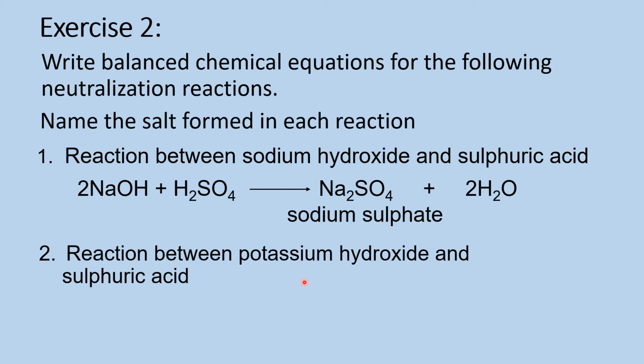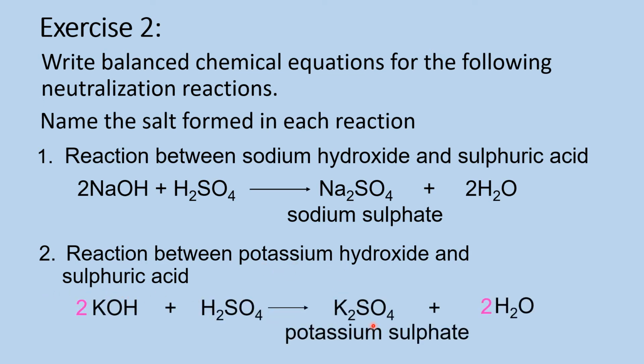The reaction between potassium hydroxide and sulfuric acid, you should have a salt and water for your product. So what is the name of the salt? Potassium sulfate. Okay, the equation, and balance the equation, please. 2 moles of potassium hydroxide react with 1 mole of sulfuric acid to produce 1 mole of potassium sulfate and 2 moles of water. Okay, so we are done with this exercise.